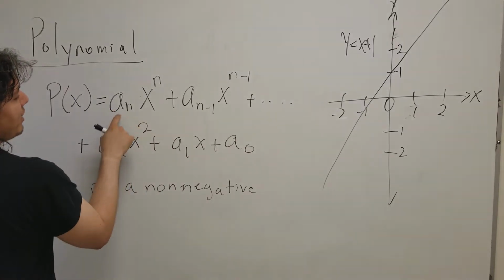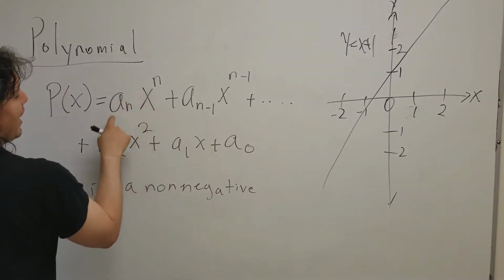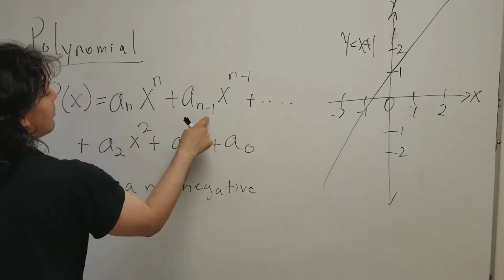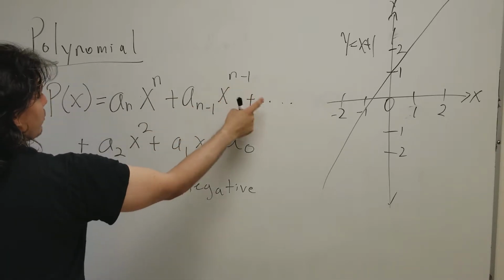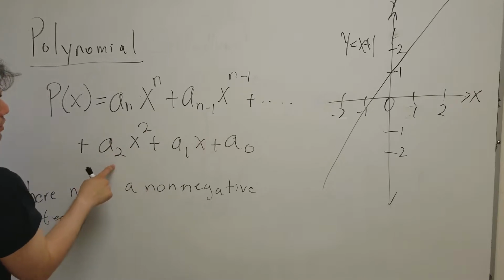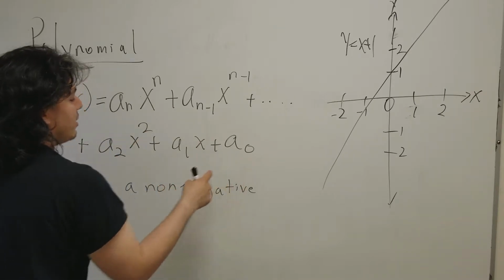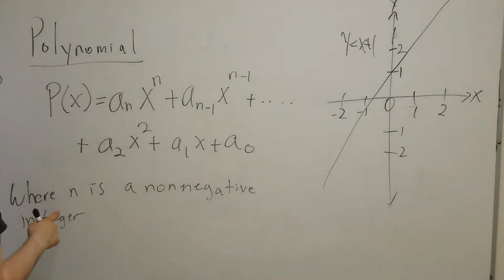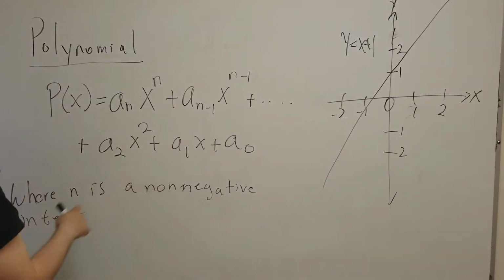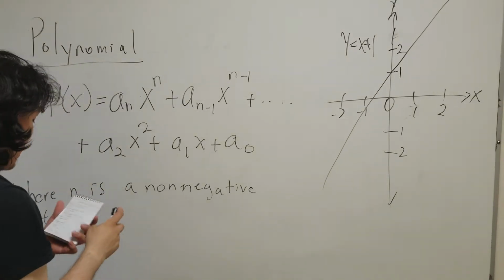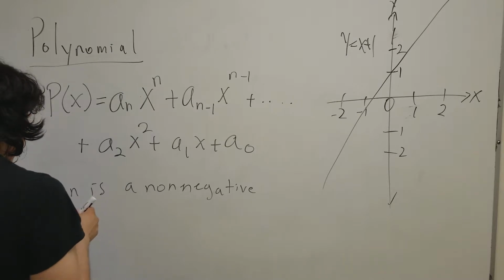So we have a n x to the n plus a n minus 1 x to the n minus 1 plus so on, a2 x squared plus a1 x plus a naught. So what this is saying is that n is a non-negative integer. Non-negative means it has to be positive. In this scenario, it has to be positive.